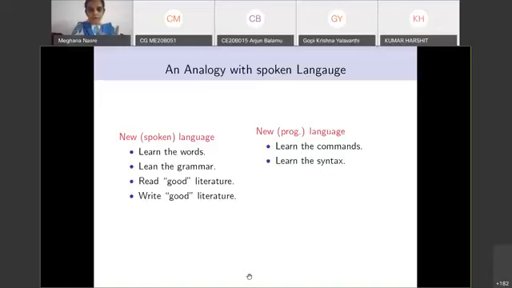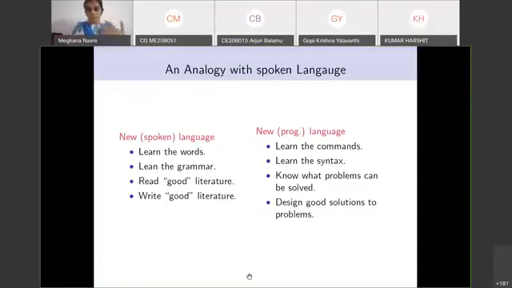How do you take constructs and put them together? Then, analogous to reading good literature, know what problems can be solved using this language. Every programming language will allow you to solve all problems, but it will be easier or more difficult in some programming languages. And then we are going to design good solutions to problems of our interest, right?